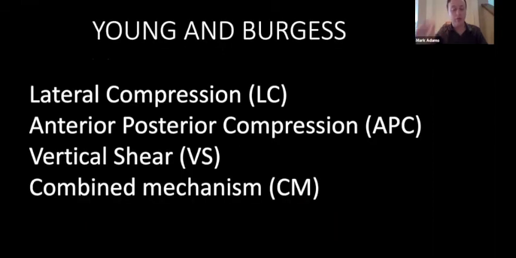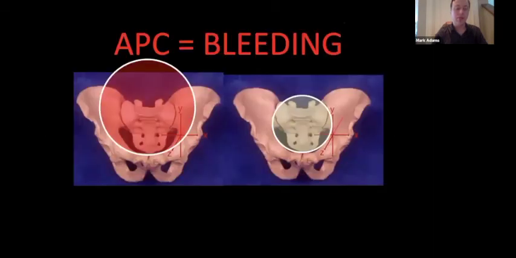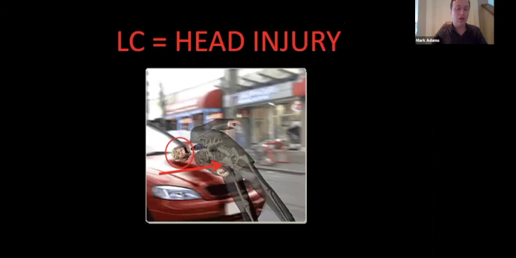Classification by Young and Burgess is based on the presumed mechanism of injury. From this, we are able to predict associated injuries and resuscitation requirements. The APC injury is a volume expanding injury to the pelvis, tearing that vasculature that we reviewed earlier, and can have significant bleeding as a result. Hans Krieter will go into depth on this next. The lateral compression injuries are associated with head injuries.